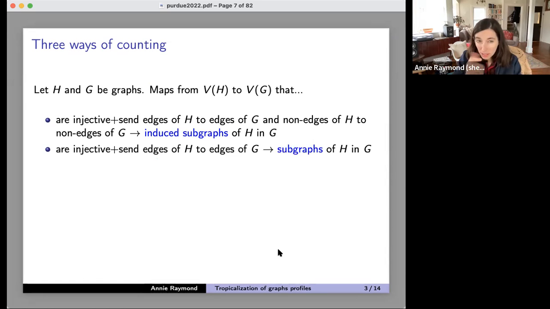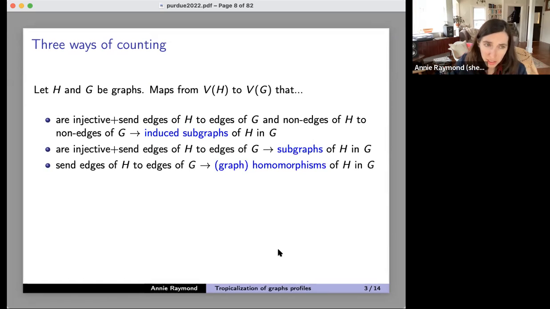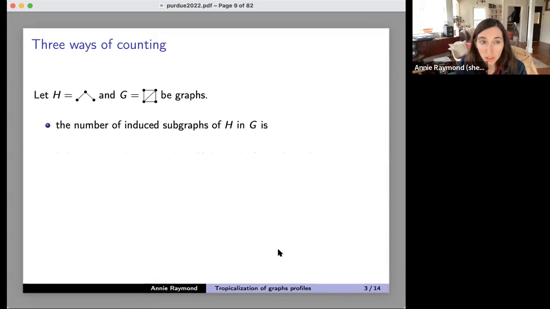Now, if you don't care about sending non-edges to non-edges, and you only care about being injective and sending edges of H to edges of G, then we're counting subgraphs of H in G. And finally, if you don't care about being injective, and you just want to send edges of H to edges of G, then we'll call that counting homomorphisms of H in G. So let's look at an example to make that clear.